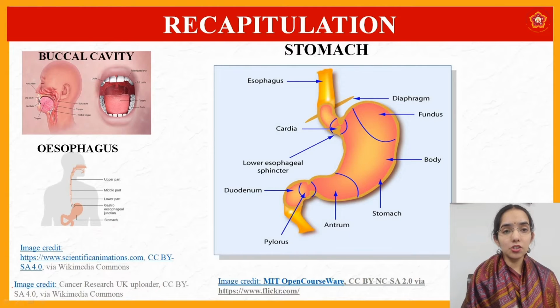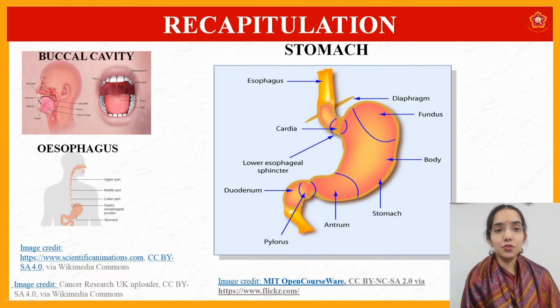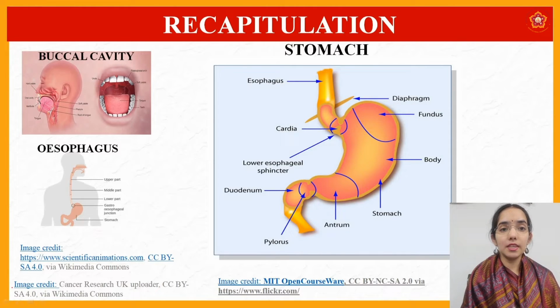Then the third secretion was digestive juices. What do digestive juices do? What is their role? The digestive juices help in the breakdown of protein into simpler substances. So the digestion of carbohydrate, that is starch, started in our mouth. Then the digestion of proteins starts in our stomach.